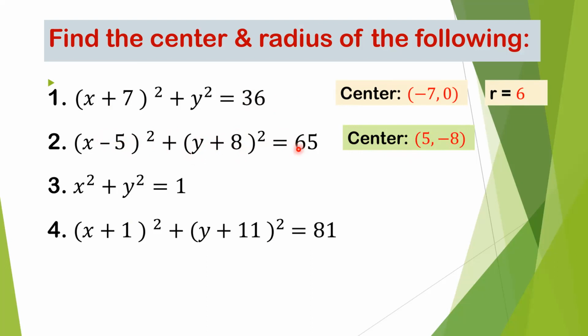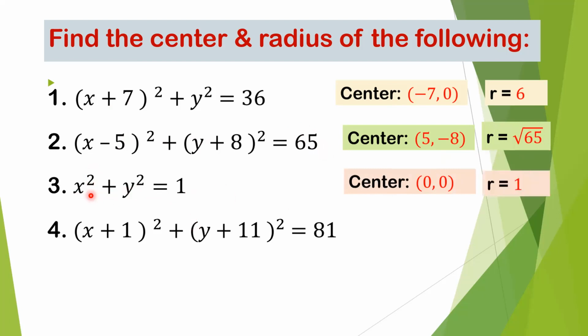So for the radius naman, take note that this is not a perfect square. So that means our radius will be an irrational number. We have a radical square root of 65. Okay, for number 3 naman, we have x squared plus y squared equals 1. This is actually x minus 0 and y minus 0. So we have for our center 0, 0, and the radius is 1. Okay, this is actually the equation of a unit circle.